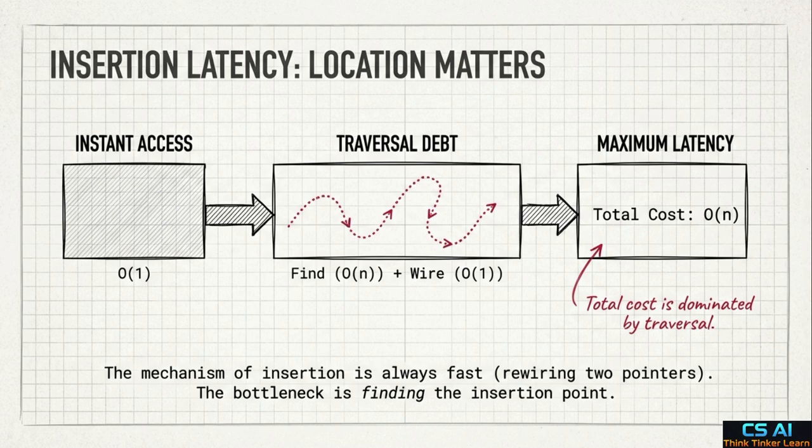If you are inserting in the middle or at the end of the list, you incur the traversal debt. You first need to find the correct insertion point, which takes O(n) time. So the total cost becomes find O(n) plus wire O(1). In the worst case, this leads to a maximal latency with a total cost of O(n). This O(n) cost is dominated by the traversal needed to locate the insertion point. Essentially, the bottleneck is not the insertion itself, but finding the insertion point.